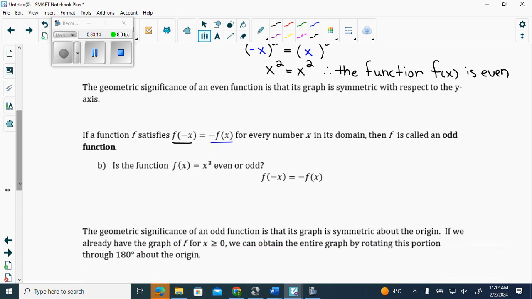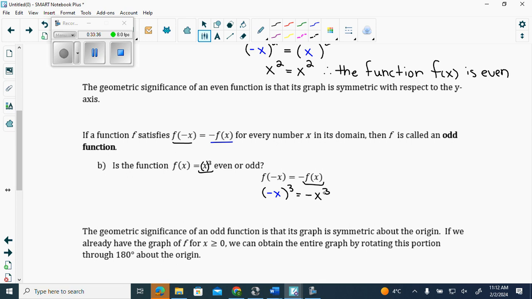So let's try out this x cubed one. We're going to plug it in here. We're inserting in for the x. So we're going to get negative x cubed equals negative, and then f of x is just x cubed. Do you see that? We're inputting in for f of x now. f of x is x cubed.